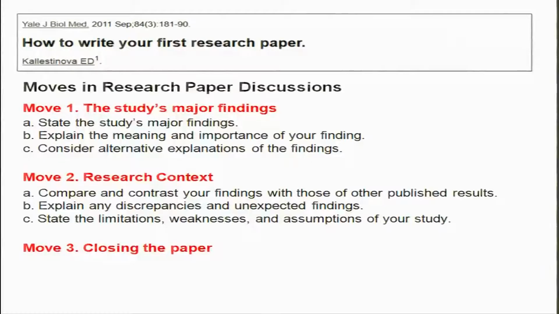When it comes to research context, compare and contrast your findings with those of other published results. It's important to relate your findings to existing discoveries in the literature, and say whether your observations are very similar to others, or support the conclusions people have drawn, or extend them, or question them, or change the way people would perceive the field after your paper is published. These are the things you need to narrate there, and then explain any discrepancies and unexpected findings, right?